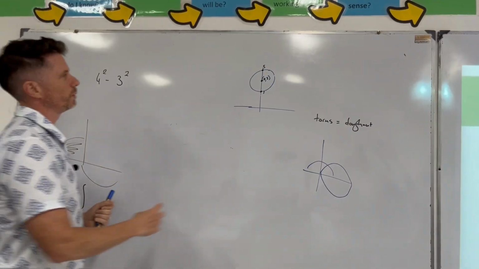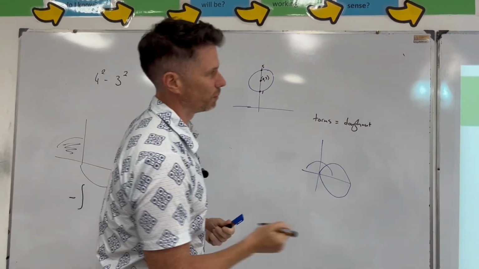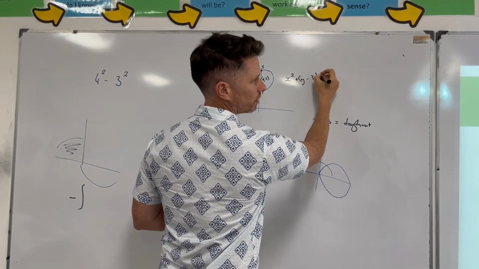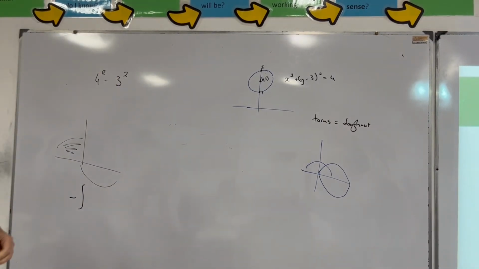Let's look at this. So we want to rotate this around the x-axis. What's the function here? Well, the relation. It's not a function. It's equal to 4. Wait, I mean, solve for y. y equals something in x.